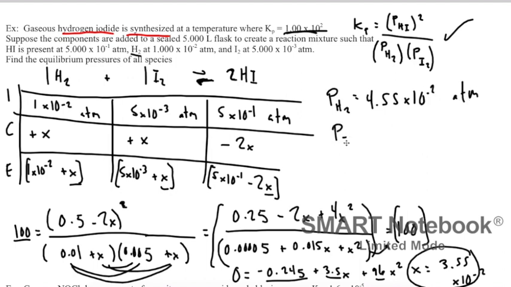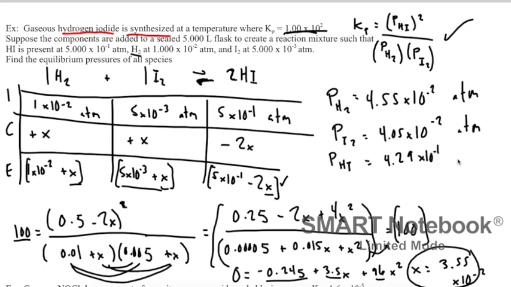The pressure of I2, perform this calculation. 4.05 times 10 to the negative second atmospheres, and the pressure of HI. Perform this calculation, and you get 4.29 times 10 to the negative first atmospheres. And these are my final answers.